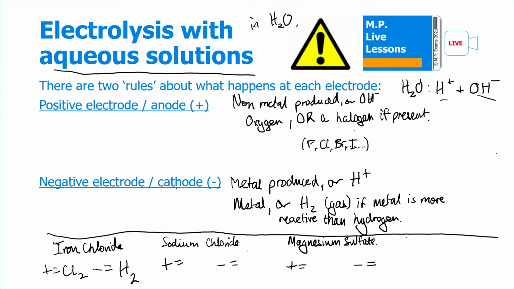So in this case, iron is more reactive than hydrogen, so hydrogen gets produced. Now with sodium chloride, we look at the anode. We get non-metal produced, or the oxygen, or halogen if it's present. Chloride is chlorine, so that's a halogen, and that gets produced, so we have chlorine gas. At the cathode, we either get the metal produced, or hydrogen gas if the metal is more reactive than hydrogen. Sodium is clearly more reactive than hydrogen, because it reacts with acids and water and all sorts, so we just get hydrogen gas produced.